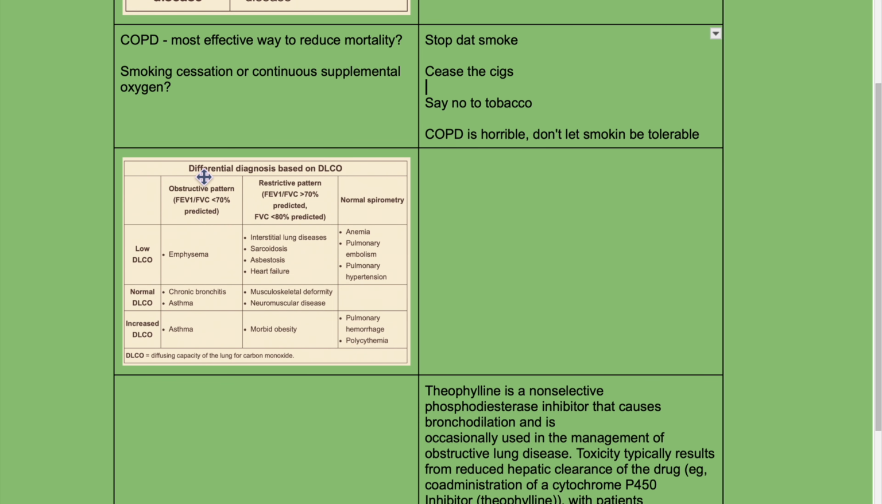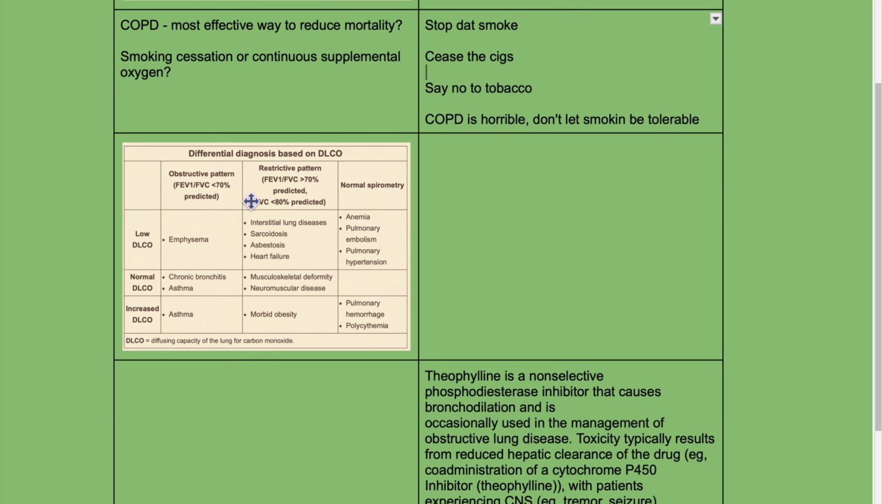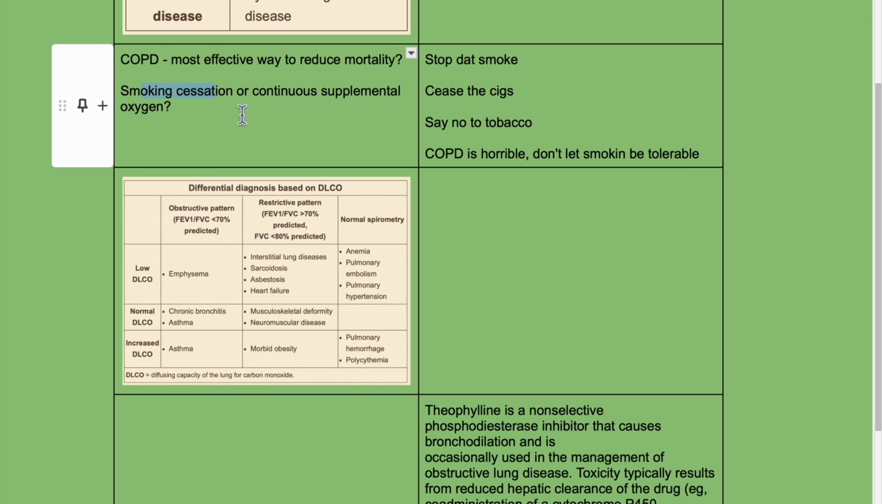Okay. So yeah, smoking cessation is the most effective way to reduce mortality.